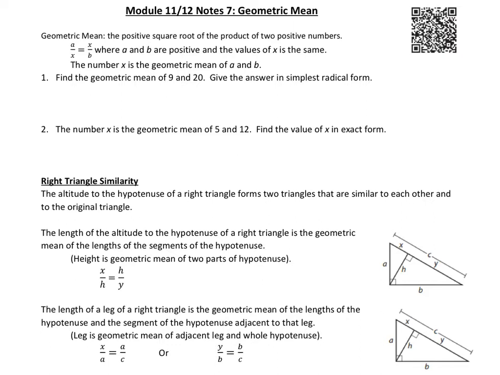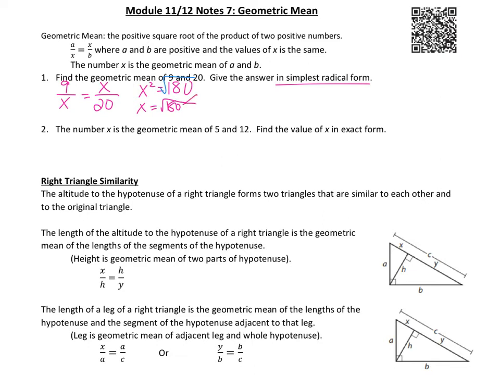Number one, the geometric mean of 9 and 20 is what we need to find. The 9 and 20 are like the a and the b values, and then we need to solve for the x. So we can cross multiply to solve it. We get x squared equals 180, because 9 times 20 is 180. To undo the squared, we need to take the square root of 180. When we do that, we need to write it in simple radical form or exact form.